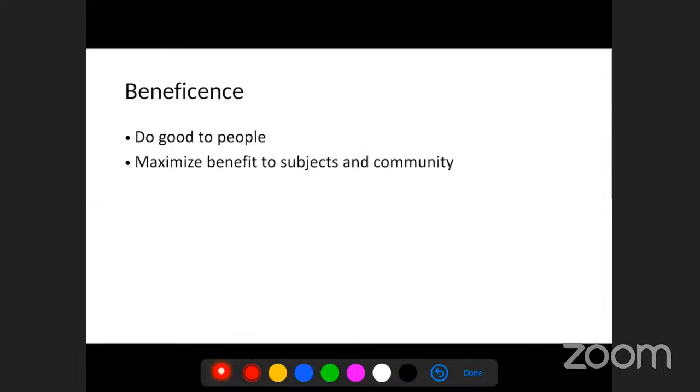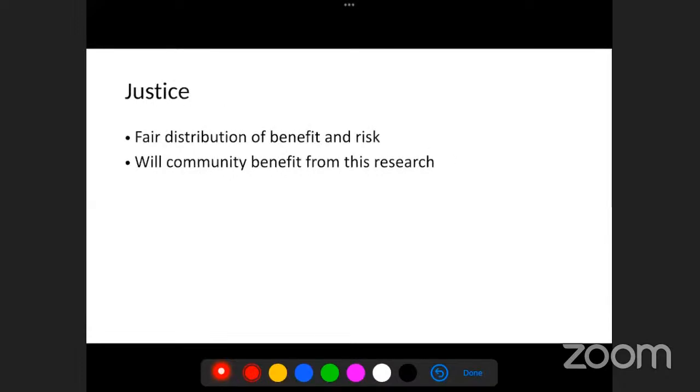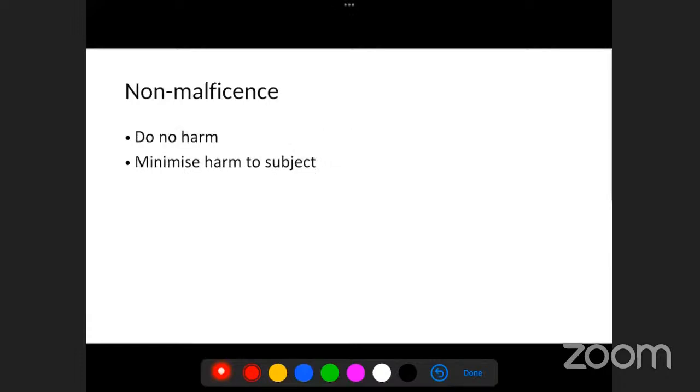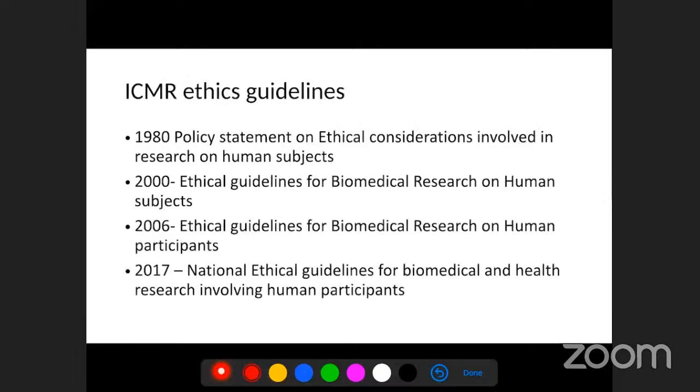Beneficence: do good. Remember, every research may have some benefit, may have some risk. The benefit should outweigh the risk. Maximization of benefit is key in research. Justice: fair distribution of benefit and risk. Remember the research done by the Germans, all the risk was on the prisoners of war. And whatever benefit there would have been, it would have been to the Germans only. So it is not a fair distribution of benefit and risk. So that's often not an acceptable thing. Non-maleficence: do no harm, minimize harm to the participants.